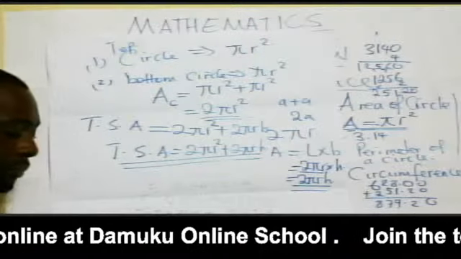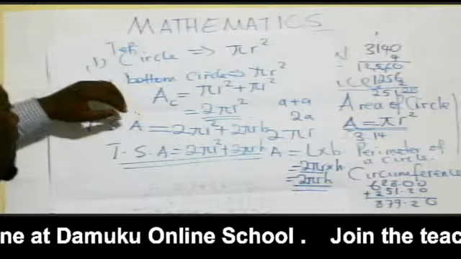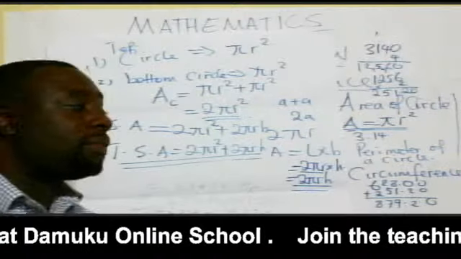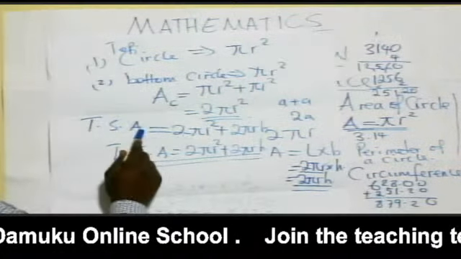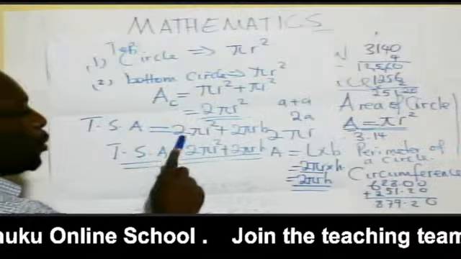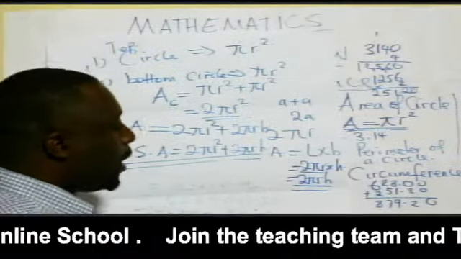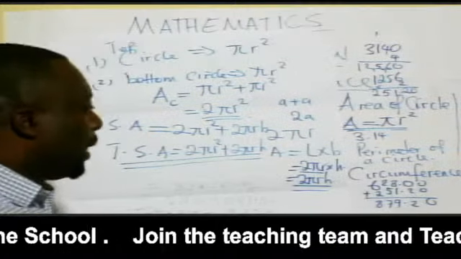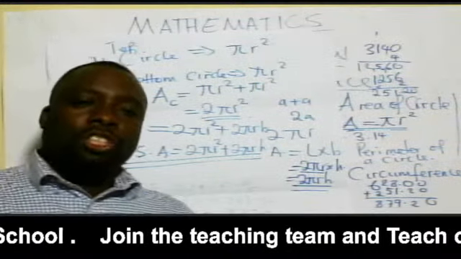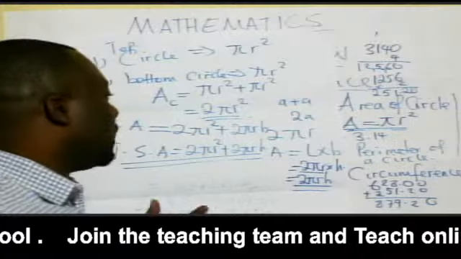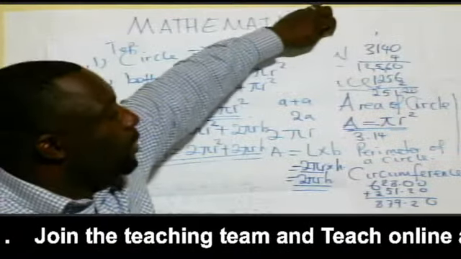So now, having said that, we can add to find the total surface area. Total surface area, TSA, is equal to 2 pi r squared plus 2 pi r h. That is how we find the total surface area. So now let's see an example.